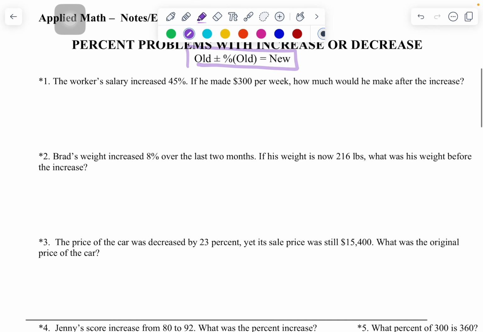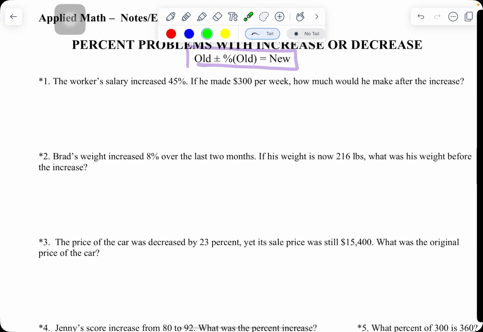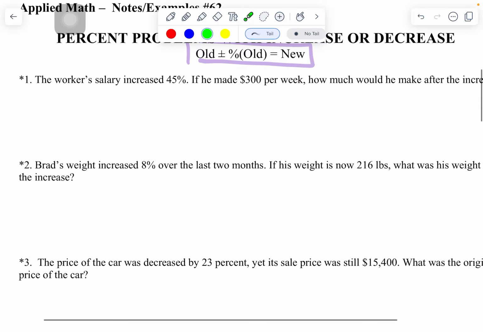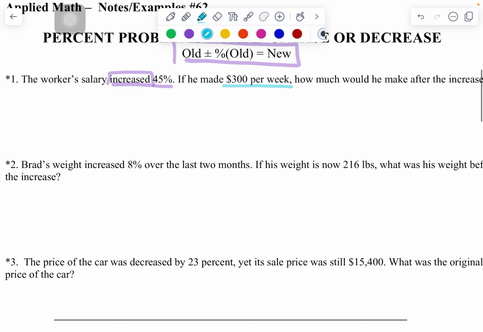Now, I did mark these all with an asterisk, which means all of these are calculator problems. So I do have a calculator handy and ready to go. But let's set up the problem first before I get to the calculator part. All right, so it says a worker's salary increased. That's going to be the first keyword here. Increased 45%. If he made $300 per week, how much would he make after the increase?